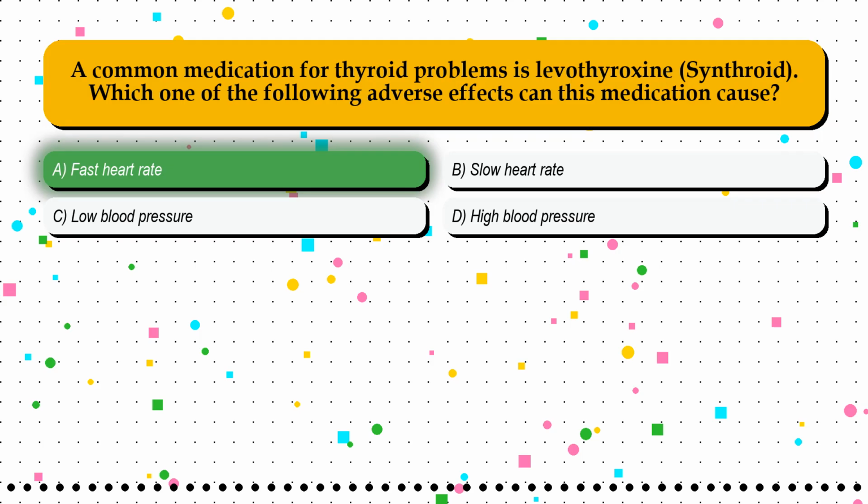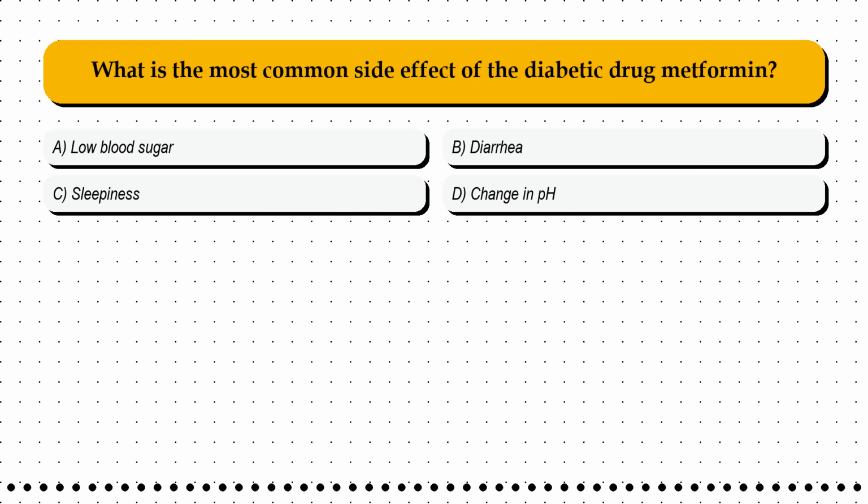The correct answer is option A. Fast heart rate. Question 23. What is the most common side effect of the diabetic drug metformin? Option A. Low blood sugar. Option B, diarrhea. Option C, sleepiness. Option D, change in pH.